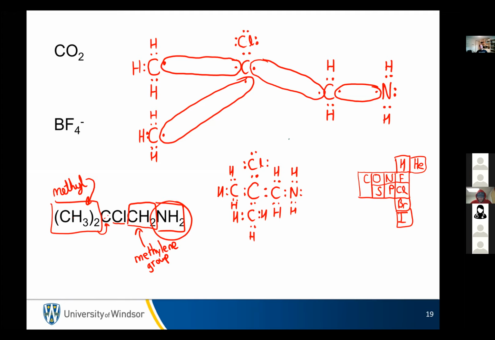Yes, there is supposed to be another CH3 on a nitrogen. You're absolutely right. No, that's good. No, there isn't. It's just NH2, there's no other CH3 up there.